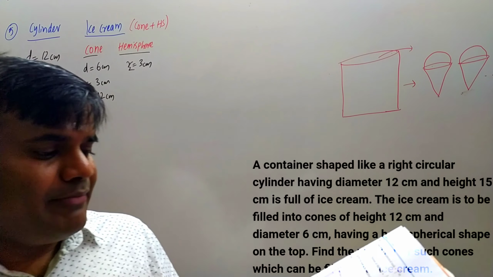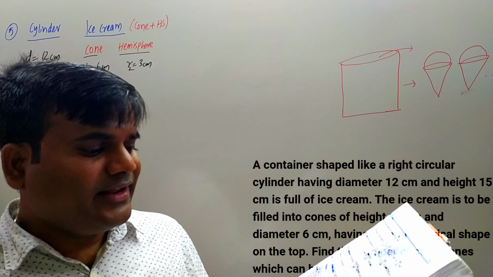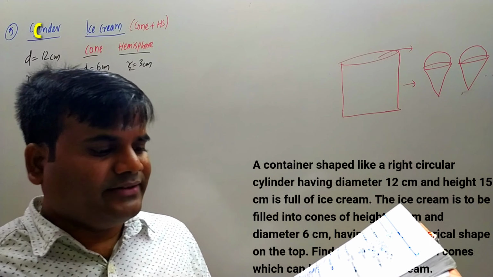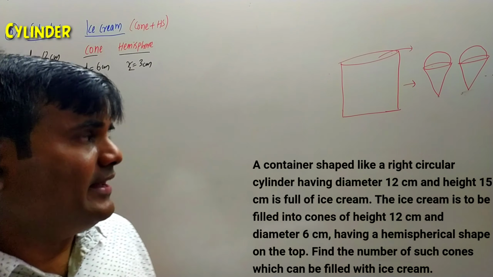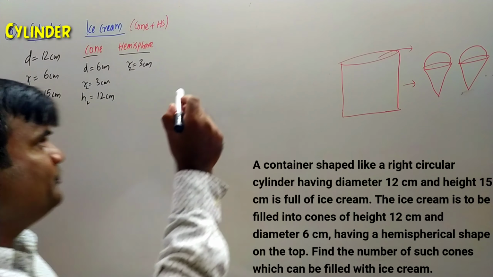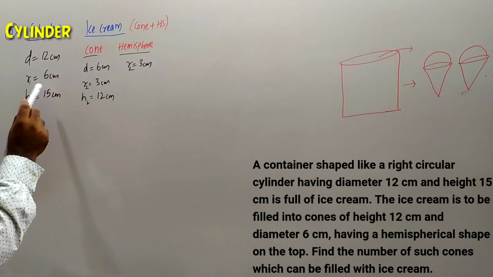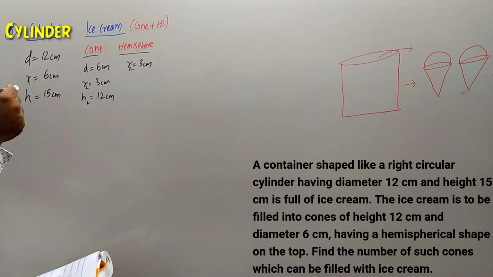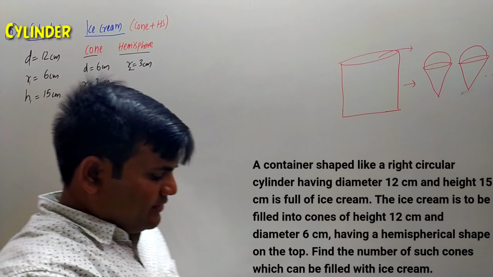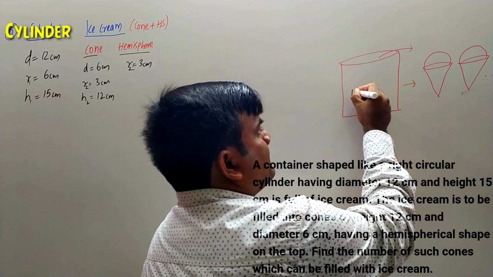Next, question number 5. A container shaped like a right circular cylinder having diameter 12 cm and height 15 cm is full of ice cream. So it is an ice cream container. It is a cylindrical shape. The dimensions: diameter is 12 cm, radius is equal to 12 by 2, that is equal to 6 cm, height is equal to 15 cm. So this is an ice cream container.